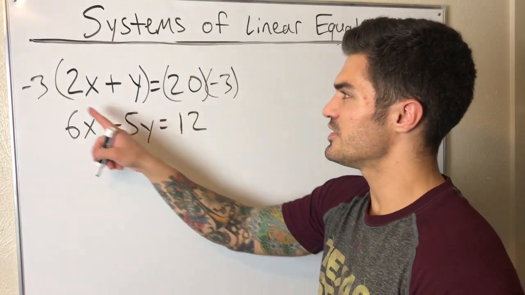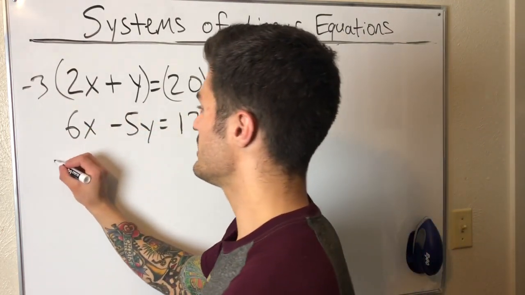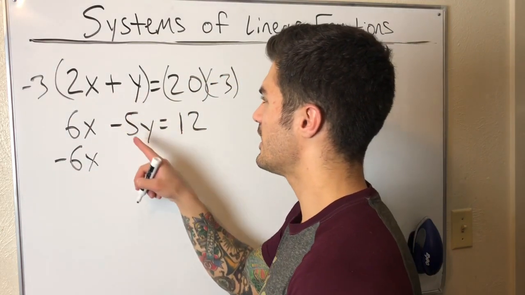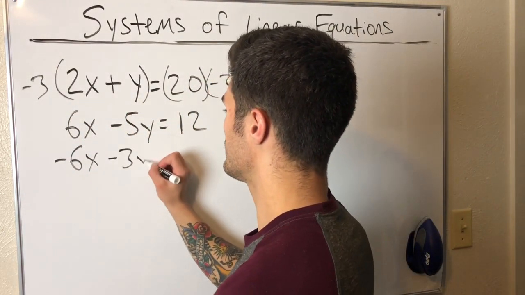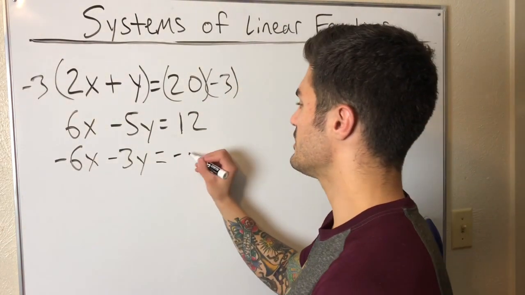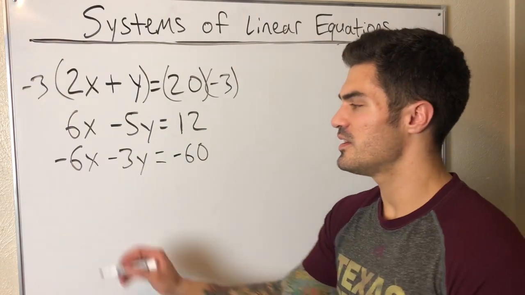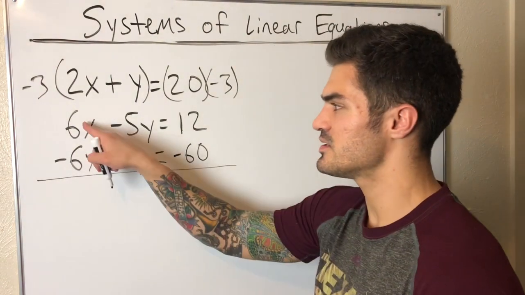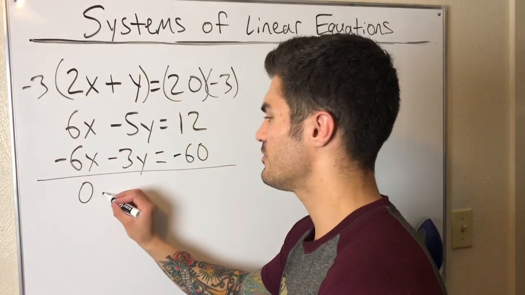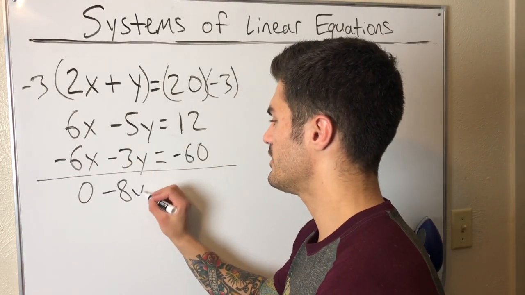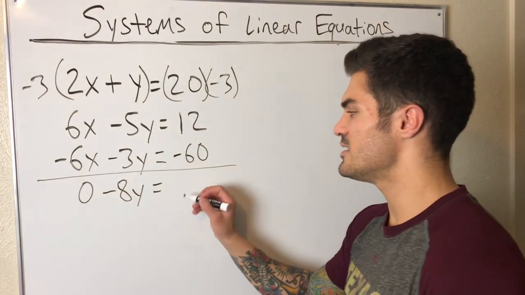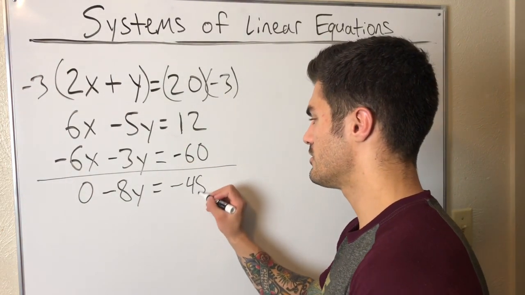So what am I left with? Let's see, -3 times 2x, that's -6x. -3 times y, that's -3y, right? Equals 20 times -3, that's -60. Now I can add, and my x's will eliminate. I have 0, -5y plus -3y, that's -8y, equals 12 minus 60, that is -48.